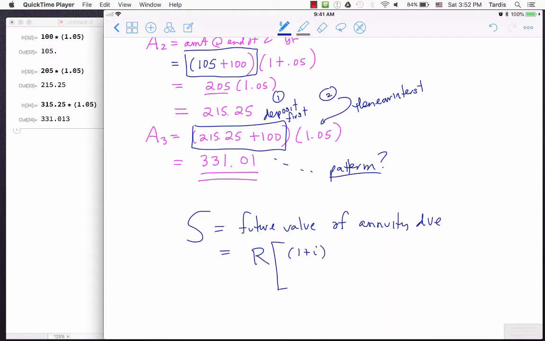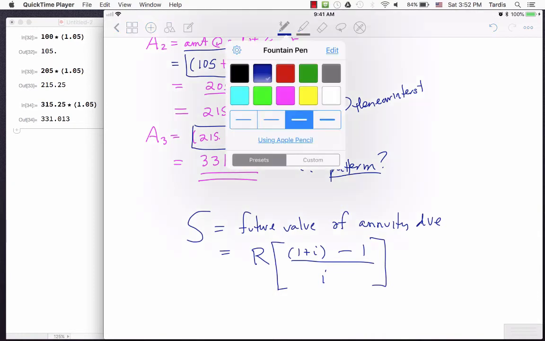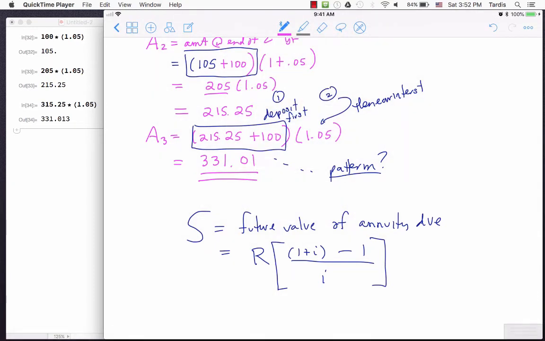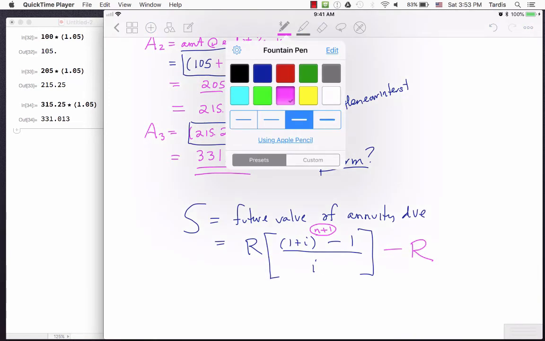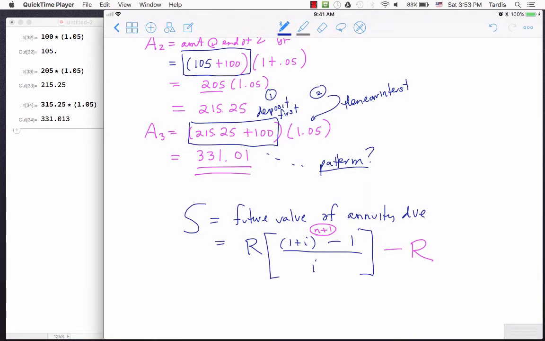You still have the (1 plus i) minus 1 over i. That part of the formula is the same, but the new part is that instead of the 1 plus i being raised to the n power, it will be n plus 1, and then you need to subtract out one of your payments. That's just the way the formula works out. So you could use this formula to achieve the 331.01.